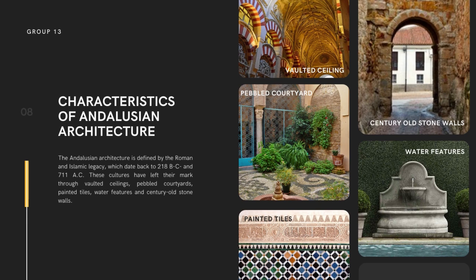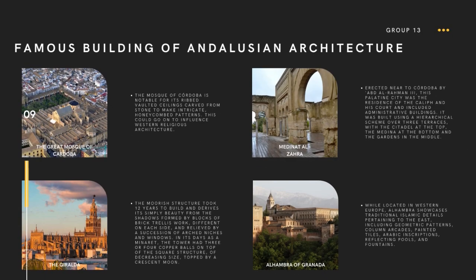Characteristics of Andalusian architecture. Andalusian architecture is defined by the Roman and Islamic legacy, which dates back to 218 before Christ and 711 after Christ. These cultures have left their mark through vaulted ceilings, paved courtyards, painted tiles, water features, and century-old stone walls. Famous buildings of Andalusian architecture.